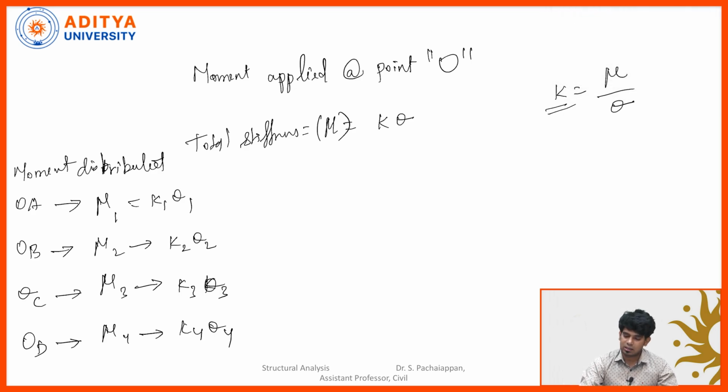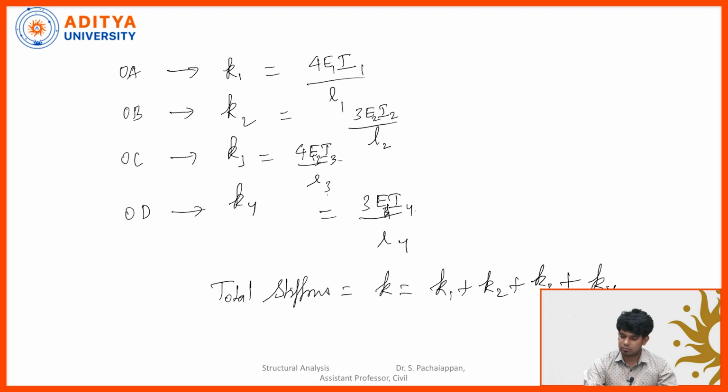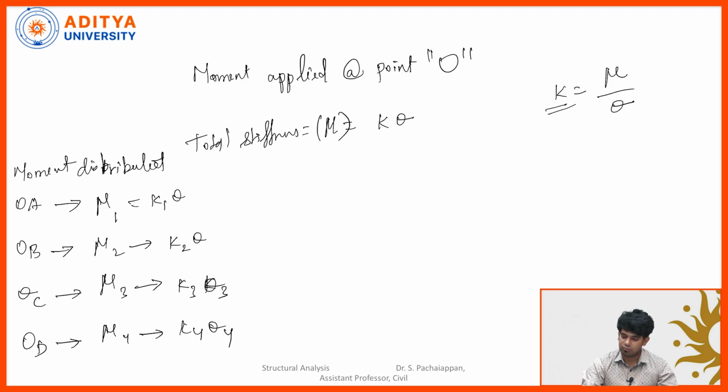Now, you need to understand one thing here. The theta is not a variable. So theta is the same value. In that case, there won't be any theta1, theta2, theta3. Stiffness is going to vary according to the length, according to the cross section and all.